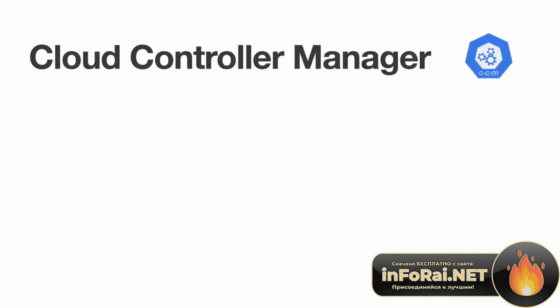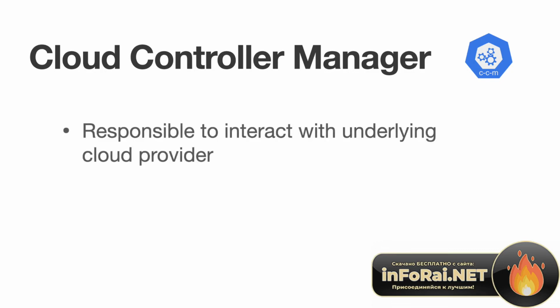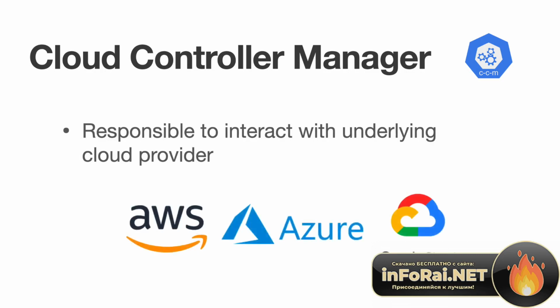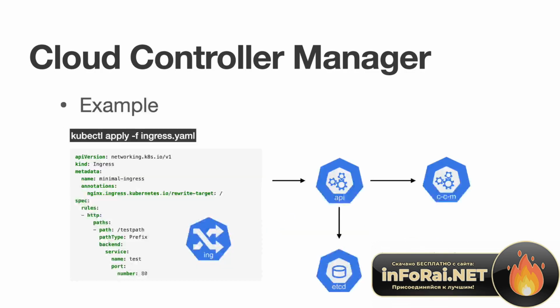We also have the Cloud Controller Manager, which is responsible for interacting with the underlying cloud provider, such as AWS, Azure, or Google Cloud. So in this example here, we have a bit of configuration, and you're going to learn about all of this and what it means. But basically, this manifest, which I've called ingress.yaml, contains an ingress, and this gives us a load balancer. First, this request goes through the API, and then that gets stored, and then the Cloud Controller Manager kicks in.